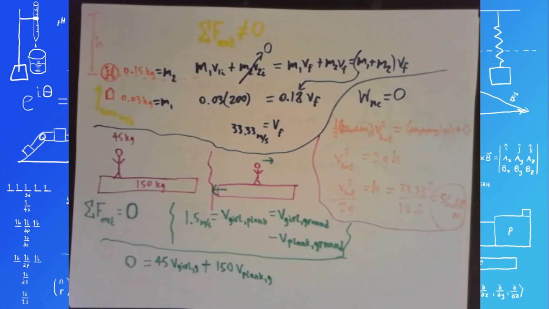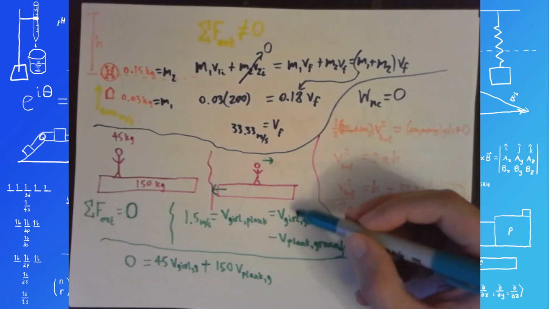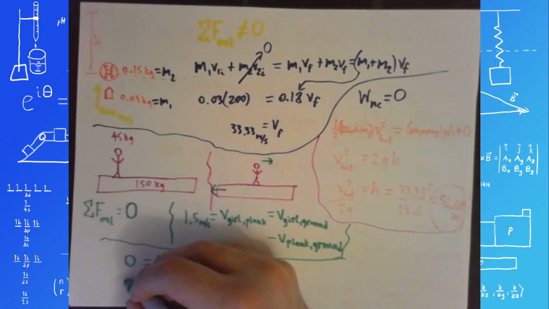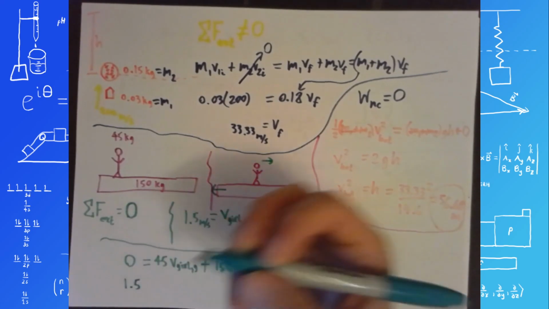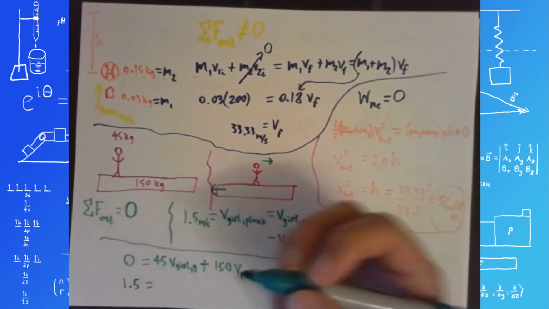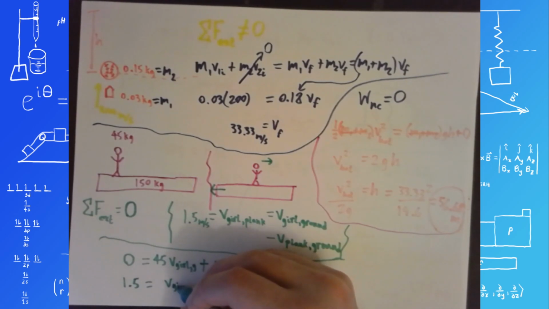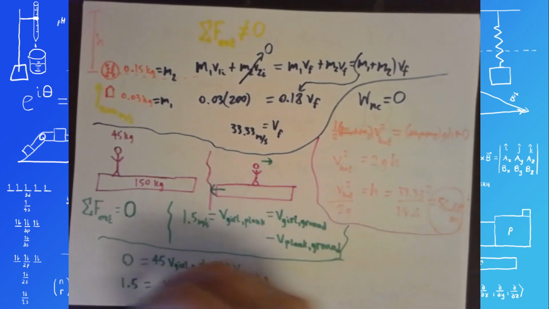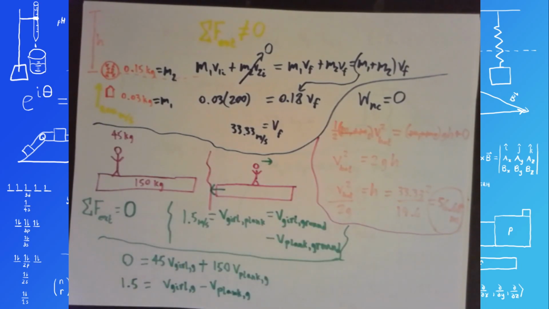Okay, so what I can do is combine it with this equation over here. Since I've got two unknowns here, I need a second equation, and my second equation is the fact that their relative velocity is 1.5. So I can say v girl relative to the ground minus v plank relative to the ground is equal to 1.5, and now I've got my second equation.